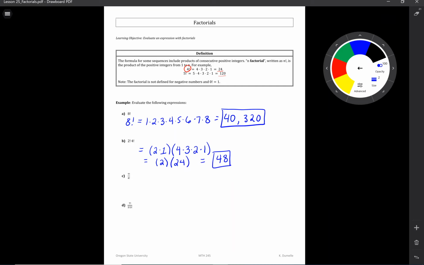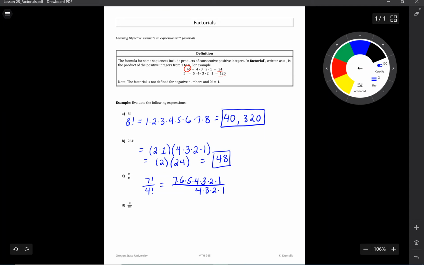My next 2 examples involve division, and I'm going to show you a trick so that you don't have to completely multiply everything out. Otherwise, it gets really big really fast. So here I have 7 factorial over 4 factorial. So let's write out what this means. On the top I have 7 times 6 times 5 times 4 times 3 times 2 times 1. On the bottom I have 4 times 3 times 2 times 1.